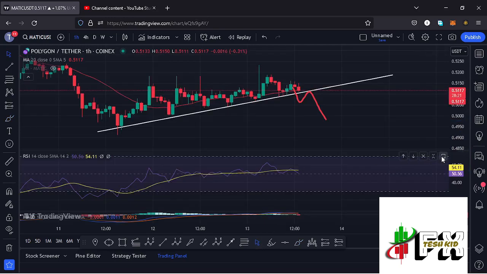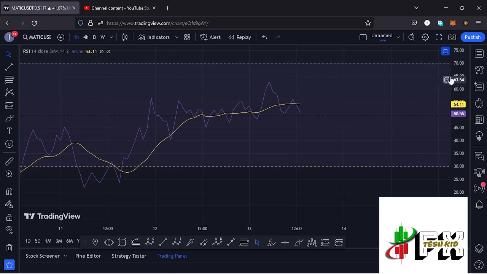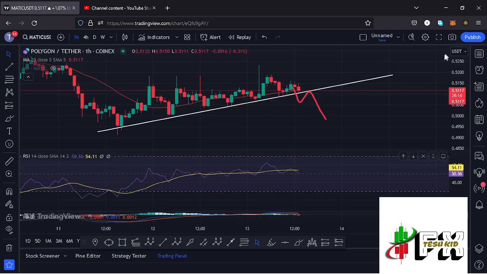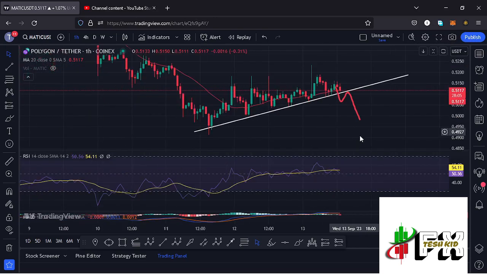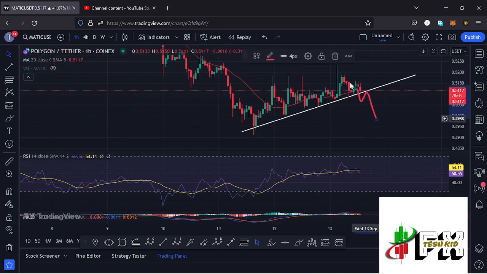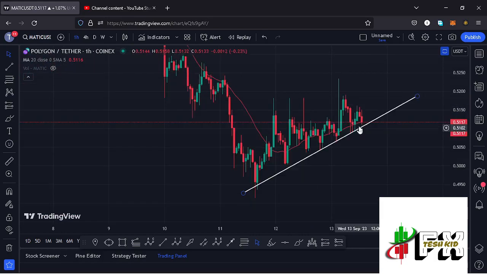On the indicators also, you can see that on the RSI we are trading at around the 50 mark, fully supporting higher prices and also lower prices. On the MACD, we have been able to print a bearish cross suggesting lower prices, so let's be patient and see how that plays out, and I will be keeping you up to date.